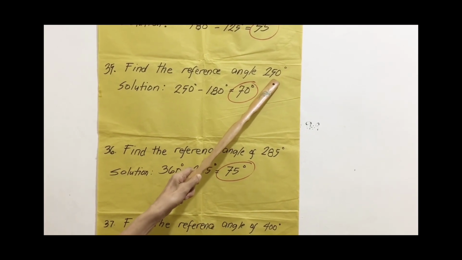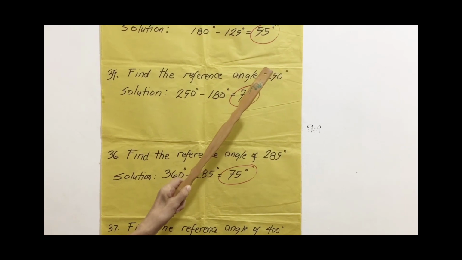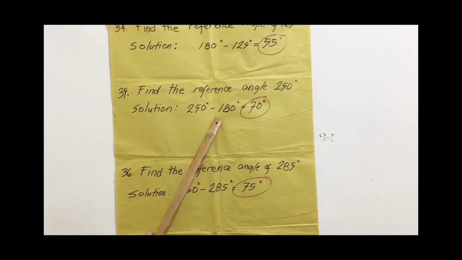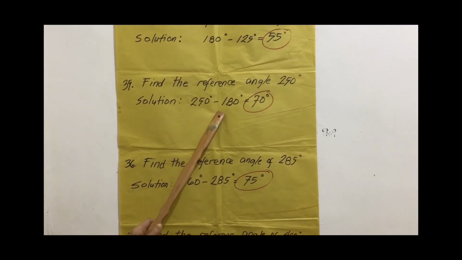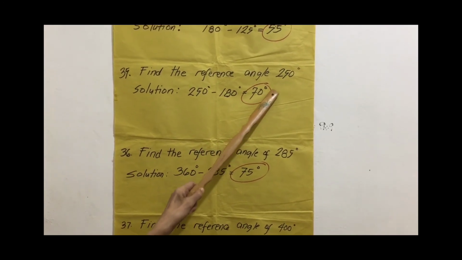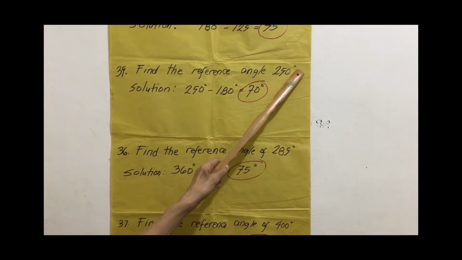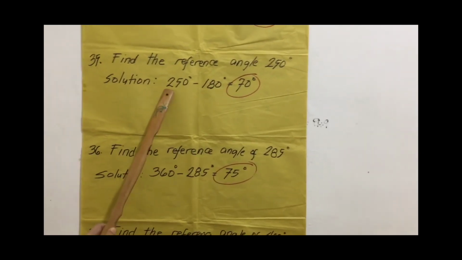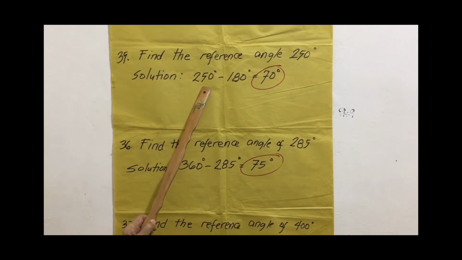Since 250 degrees is more than 180 degrees, we will start now. Our basis of computation is 250 degrees minus 180 degrees. It becomes now equal to 70 degrees. So our final answer for the reference angle of 250 degrees is 70 degrees. But this 250 degrees is not more than 270 degrees.